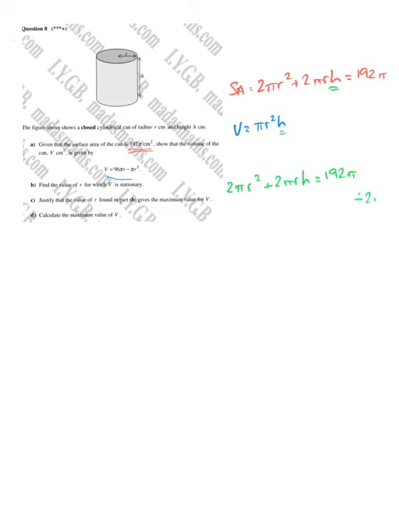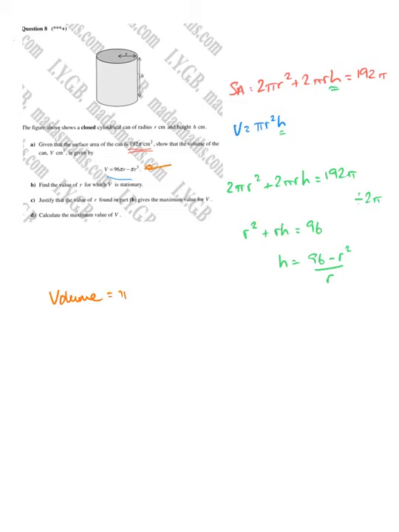so I can eliminate it, so I can get rid of it. Now to make things easier, I'm just going to divide through by 2 pi. So divide each individual bit by 2 pi, so we get r squared plus rh equals 96. So h is 96 minus r squared over r. Now if we go back to our volume, because this is what the question has asked me to do, to find the volume.